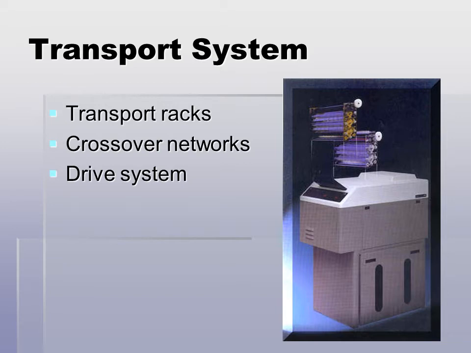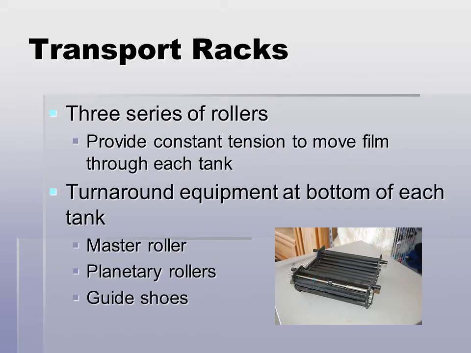Transport system. You need to know how to disassemble and assemble a processor. There are really 3 main subsystems that we will discuss: the transport racks, the crossover networks, and the drive system. Transport racks. There are three series of rollers. They provide constant tension to move the film through each tank. Turnaround equipment at the bottom of each tank: you have a master roller, planetary rollers, and guide shoes.